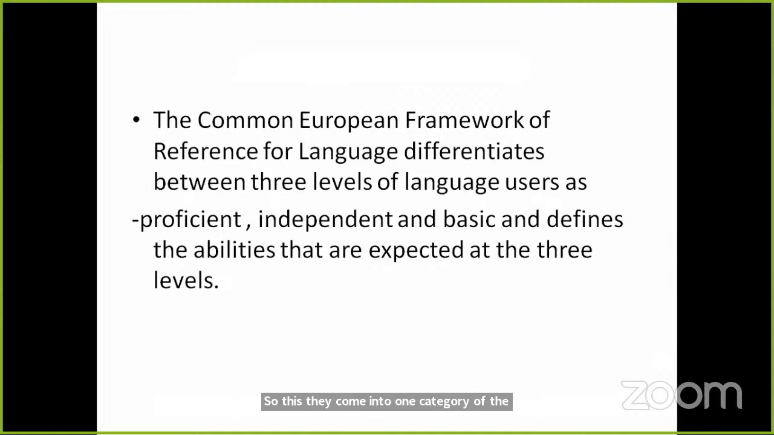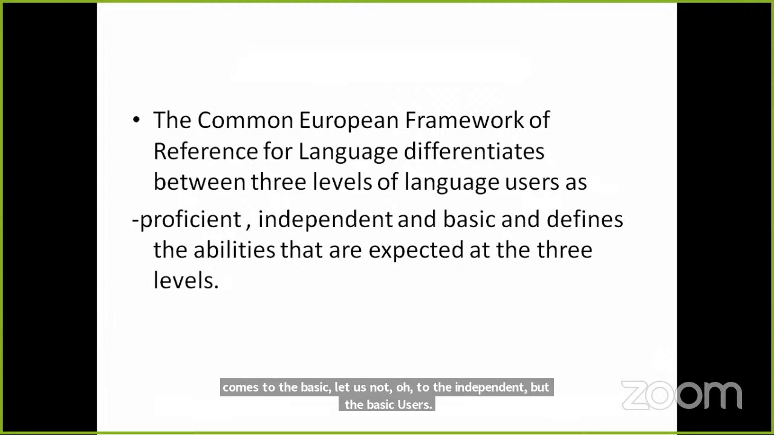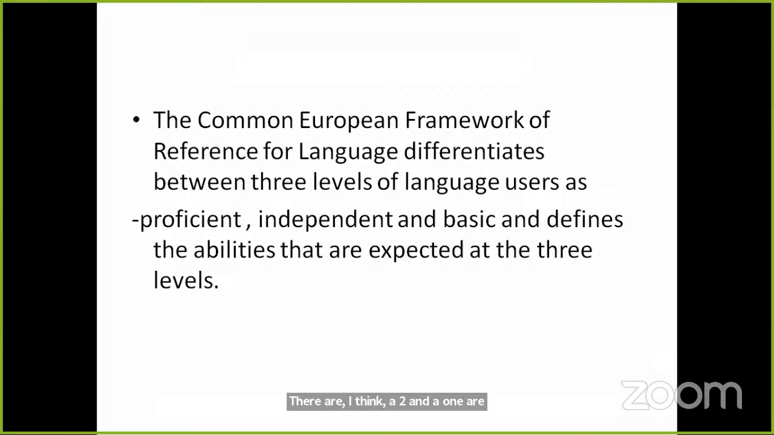And then when it comes to the basic, let us not do the independent, but the basic users. So there are again A2 and A1. In this particular category of language users also we have two categories. There is a subdivision in this category, that is A2 and A1. So A2 is the first one and A1 is the second one.